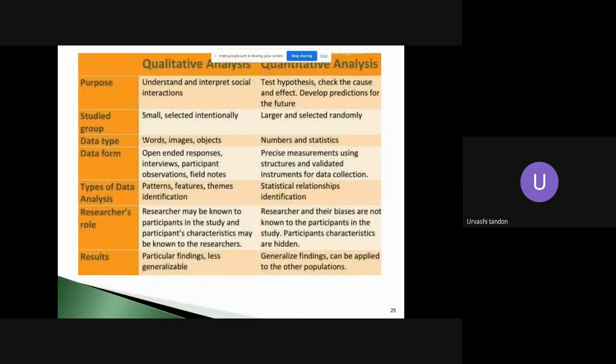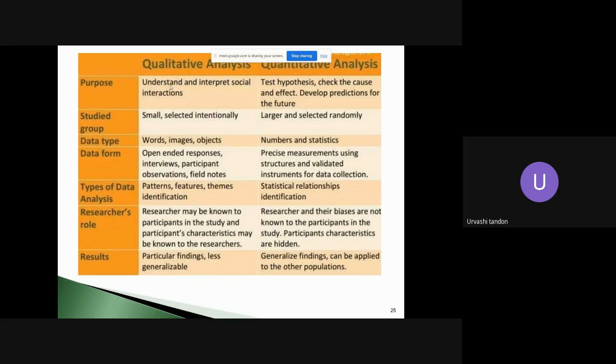And similarly, there is qualitative and quantitative research also. Qualitative research is where we try to interpret the social interactions. Suppose, let's say, I was doing one research with one of my colleagues on postpartum depression among women. Postpartum depression means depression after the birth of a child among women. So we went to women and talked to them and tried to gather their views. So again, we try to interpret the social interactions, right?